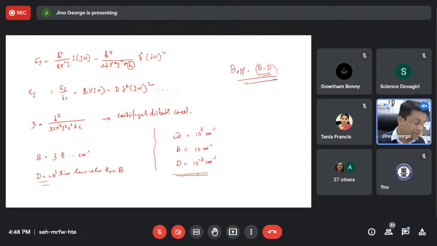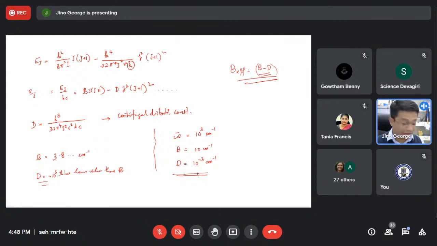And non-rigid rotor will have a skewed energy compared to the rigid rotor, in which it simply deviates at higher values of J. Okay, so I think that is enough for today. I think otherwise it will be too boring for us to go further. I can give you an example.